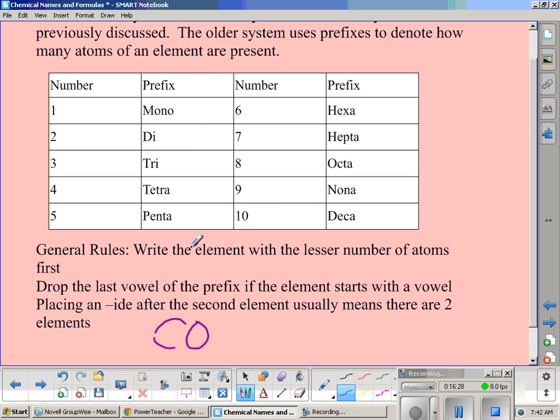Your first element in your compound only gets a prefix if there's more than one. Like we had right here, carbon monoxide. Carbon didn't get a prefix. But if I had something like this, Si2O3, now there are two in the first one: disilicon trioxide. Okay, probably clear as mud. With a little practice, you'll have these down.